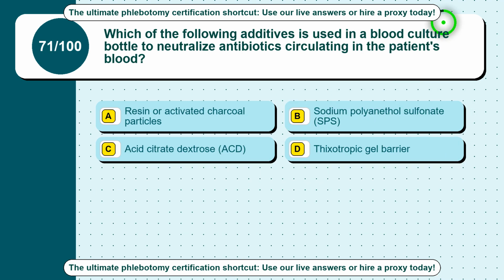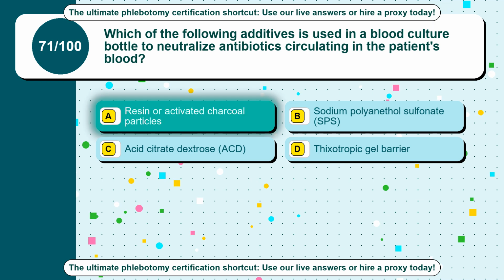Question 71. Which of the following additives is used in a blood culture bottle to neutralize antibiotics circulating in the patient's blood? Option A. Resin or activated charcoal particles. Option B. Sodium polyanetholesulfonate, SPS. Option C. Acid citrate dextrose, ACD. Option D. Thixotropic gel barrier. The correct answer is option A. Resin or activated charcoal particles.